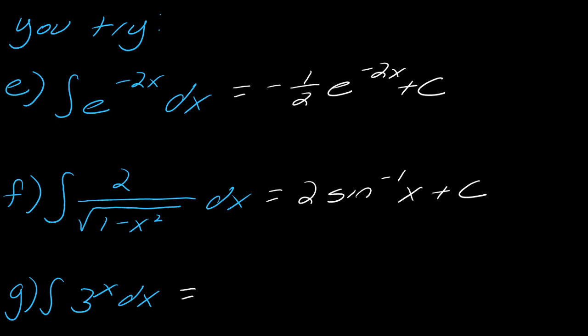And then for this last one, this is now just straight up using the formula. So this is 1 over the natural log of 3 times 3x plus c, and so that would be the antiderivative of that one. And so that really covers it.